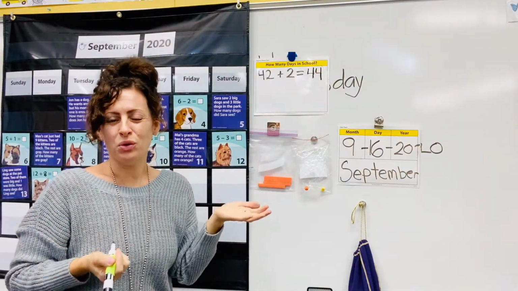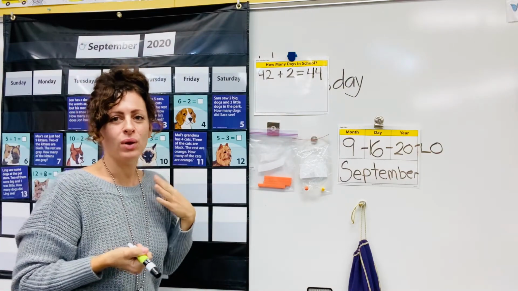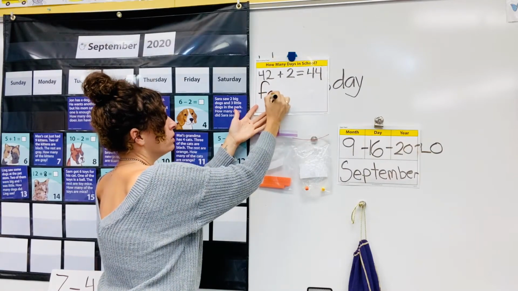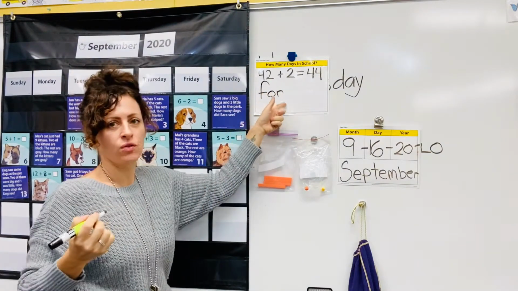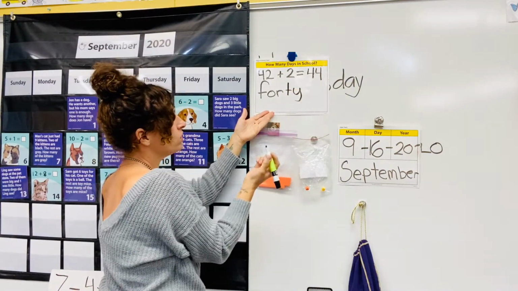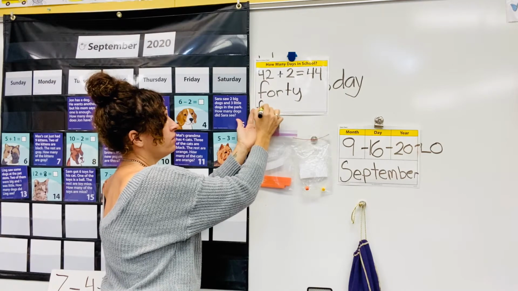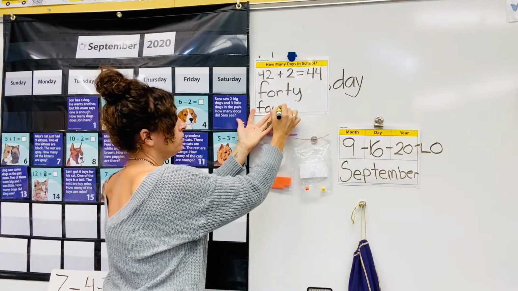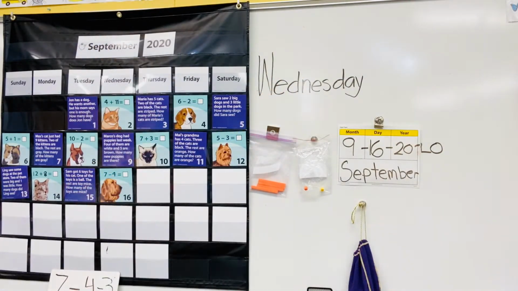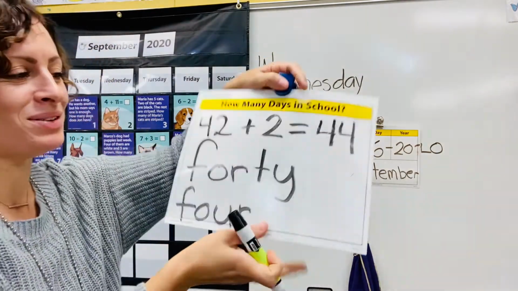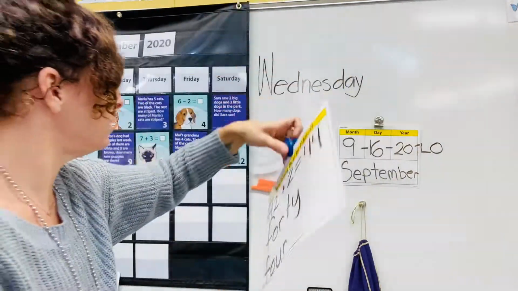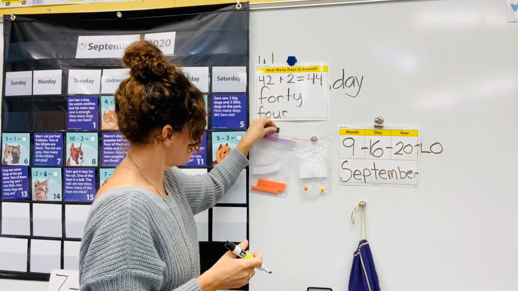Let's practice writing the word 44. What does that look like if we were to write it out? 44 looks like this. F, or, oh look, there's a sight word in it. For, t, and then a y. That says 40, and then 4. F, O, U, R. Let me move that closer to you so you can see it closer. I'm just going to fling it across the room. 44. There we are.